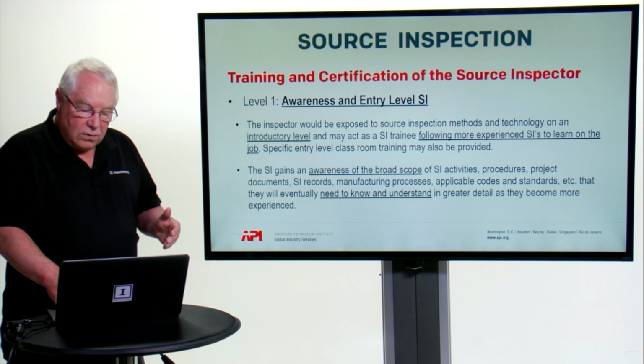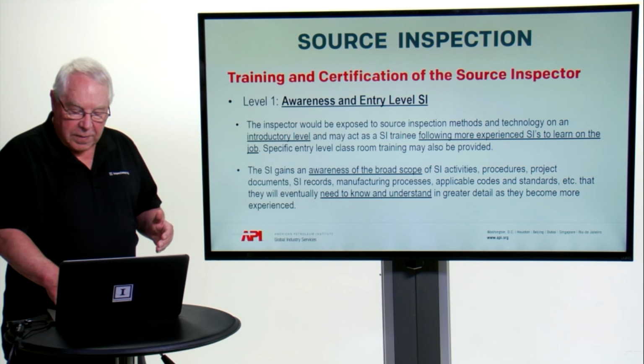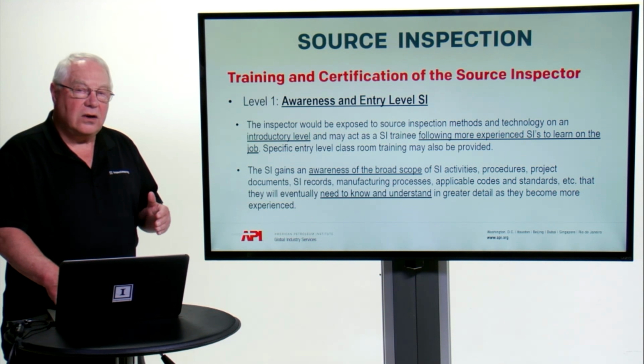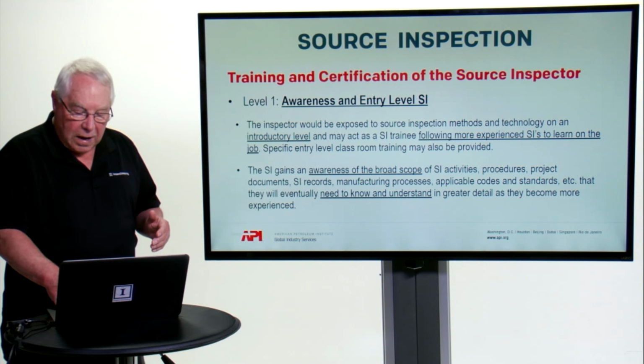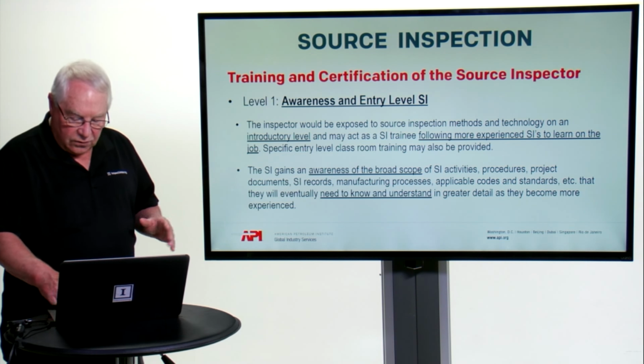So at this level, the source inspector is trying to gain an awareness of the broad scope of source inspection activities, procedures, project documents, the kinds of records that are required, the manufacturing processes that go into each piece of equipment, the applicable codes and standards, etc., that he or she will eventually need to know about and understand in greater detail as they become more experienced and proceed to the basic level.